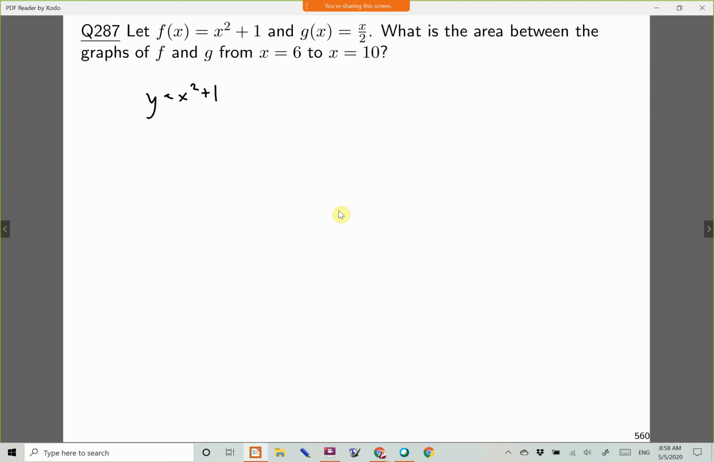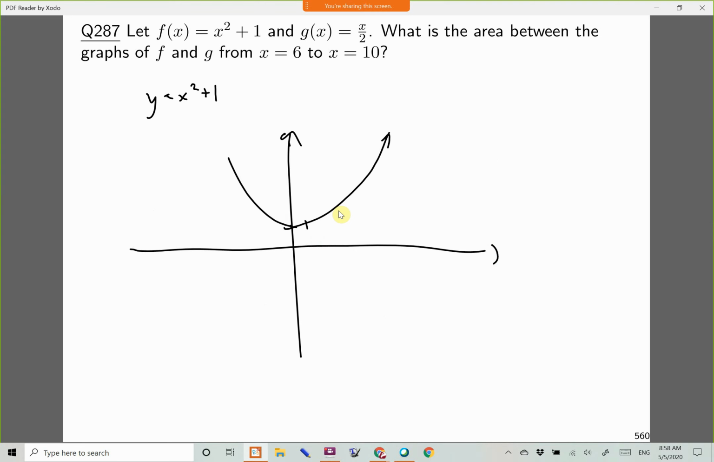Even as a very, very rough picture, what we should have is, there's 1 and a parabola, something like that. It should be more balanced than my picture is here. And then you have this y equals x over 2. Actually, another way to write this is y equals a half x.